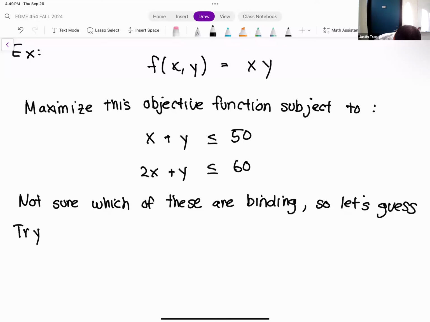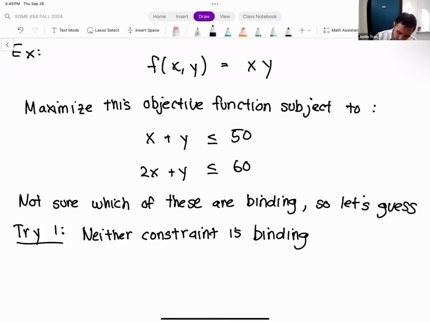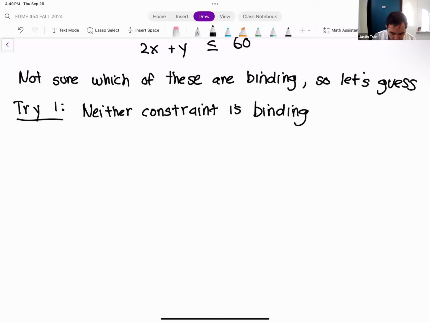Let's try one. So this is attempt number one. For attempt one, let's assume that neither of the constraints are binding, and we just solve the pure unconstrained problem. If neither constraint is binding, we have just very simply f of x and y is equal to x times y. Let's take our derivatives.